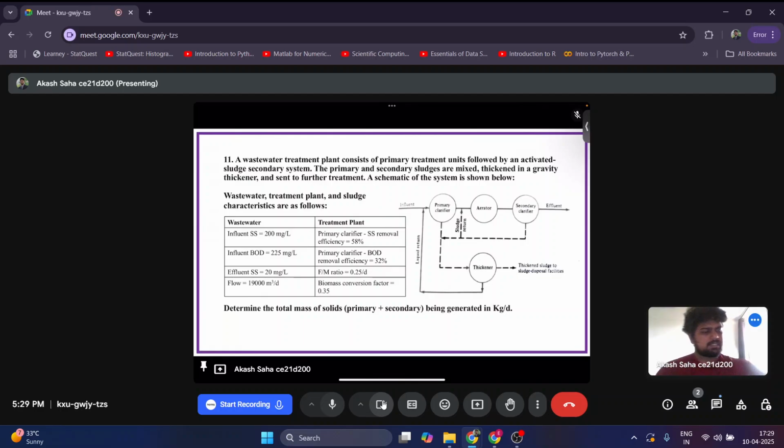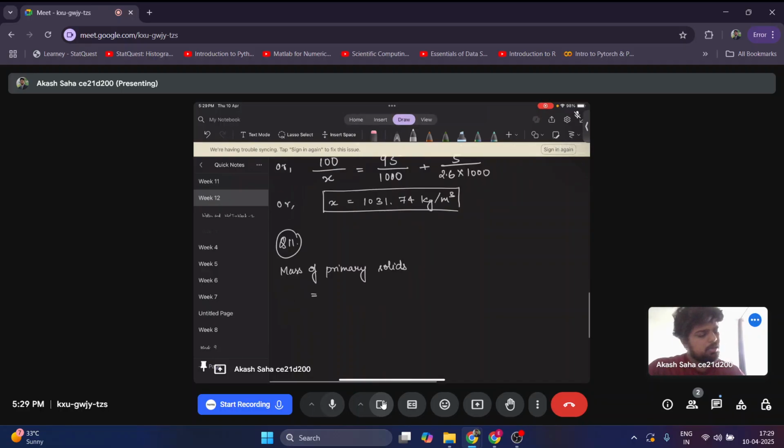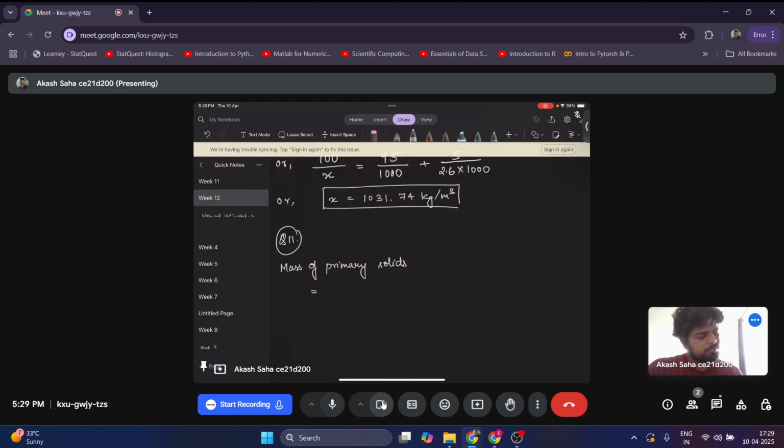Okay, so let's discuss the answer. Let's find out the mass of the primary solids first, and then we will move forward. So what would be removed from the system as primary solids?